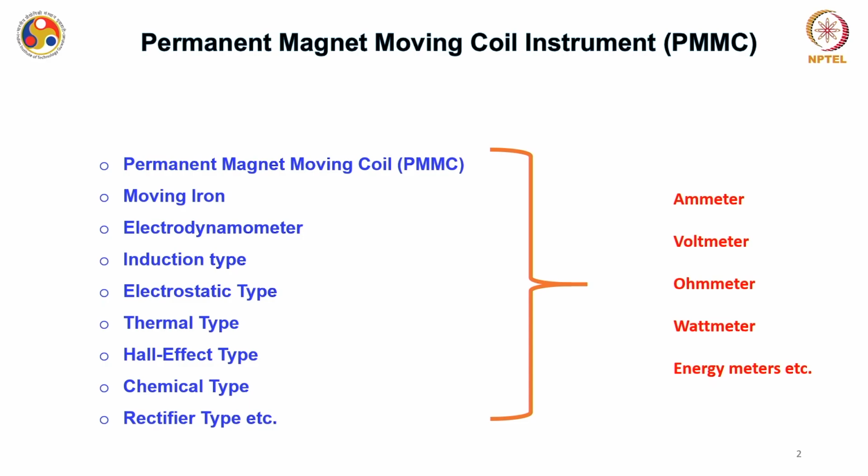Some of them are permanent magnet moving coil, or PMMC. We also call it a moving coil instrument. Second is moving iron, electrodynamometer, then induction type, electrostatic type, thermal, in which we have seen hot wire, which is a very important kind of instrument, then Hall effect type, and so on. A number of analog tools we have seen, and some of them can be used as voltmeter as well as ammeter. Some can only be used as a voltmeter, some only as an ammeter, and some are universal tools. We have also seen that in the classification of the analog meters.